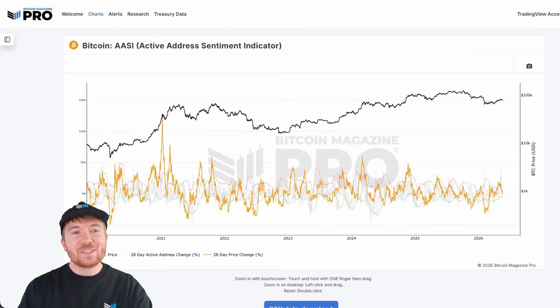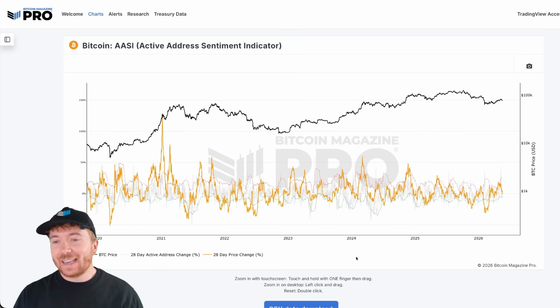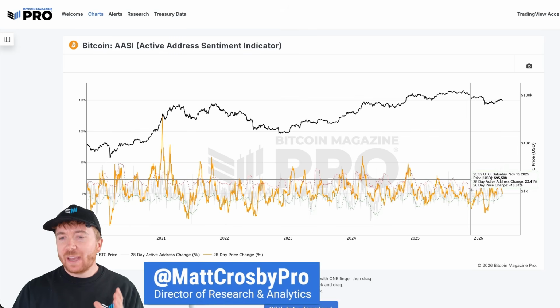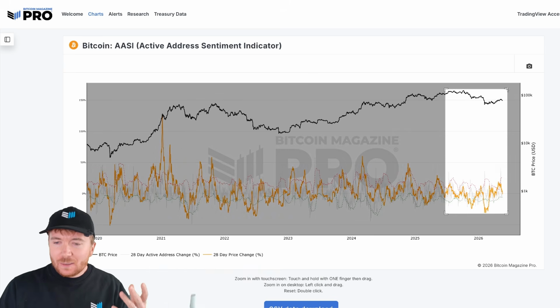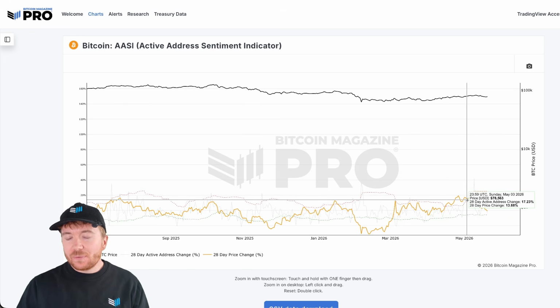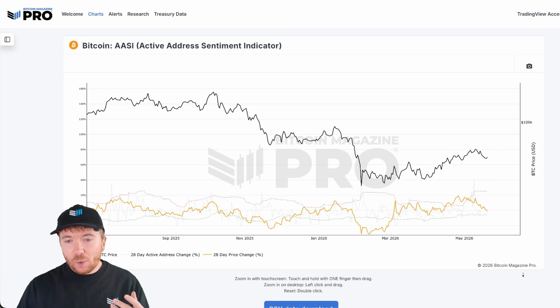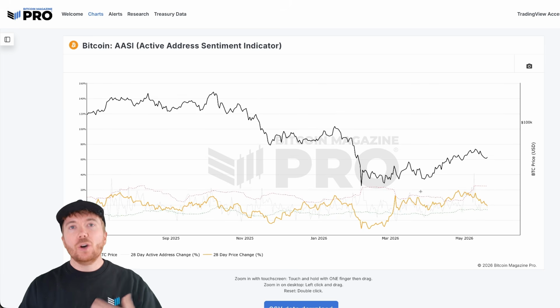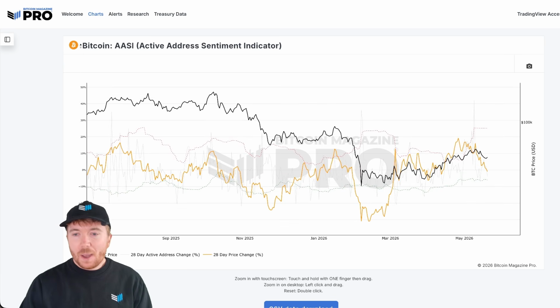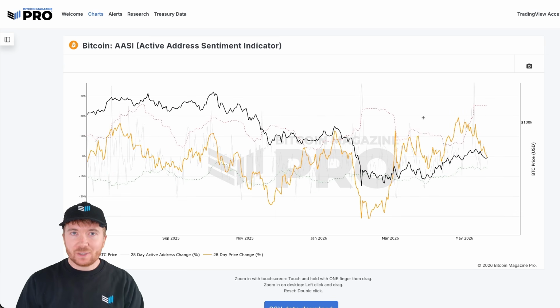So let's jump right into it here on the active address sentiment indicator chart. Now, I won't spend too long on this because we have been discussing it fairly frequently over the past few weeks, given the fact we recently crossed above this upper deviation band. What this indicates is that the most recent uptrend in the Bitcoin price action maybe wasn't sufficiently supported by an increase in network utilization.